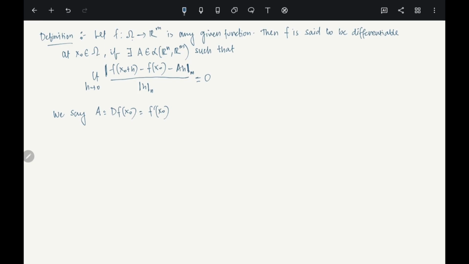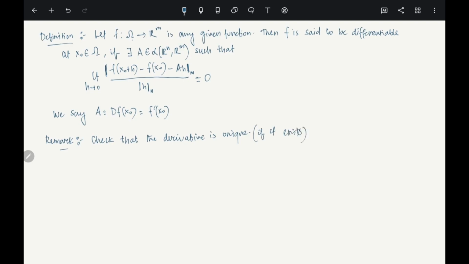So basically what I am saying is that the difference f(x naught plus h) minus f(x naught) can be approximated with a linear approximation, okay, right? This is what it means. Now with this definition, of course, we know that if the derivative exists, so small remark, please check that the derivative is unique. So basically if it exists, it is unique, of course, if it exists, okay?